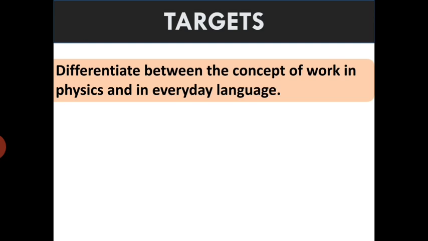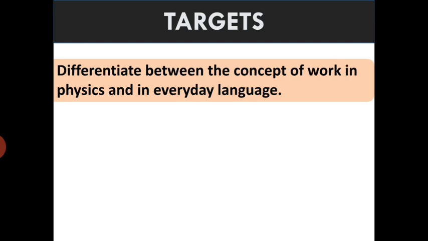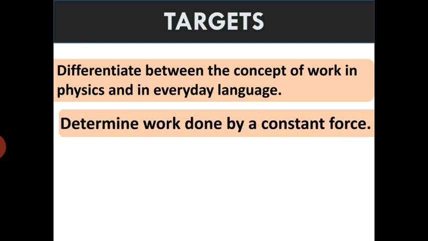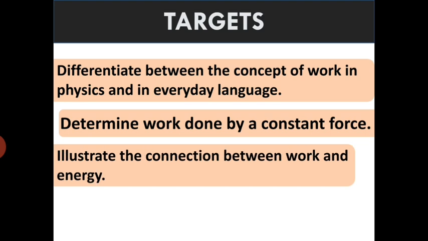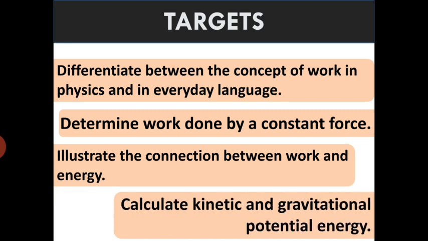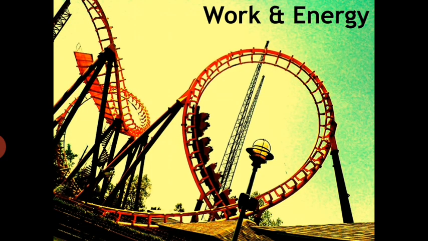First target, differentiate between the concept of work in physics and in everyday language. Second target, determine work done by a constant force. Third, illustrate the connection between work and energy. And lastly, calculate kinetic and gravitational potential energy. So this discussion class focuses all about work and energy.